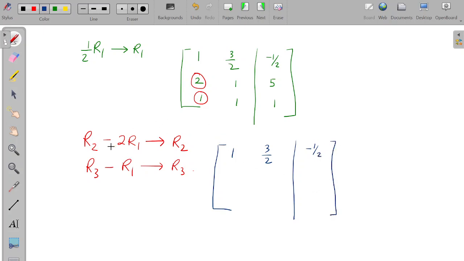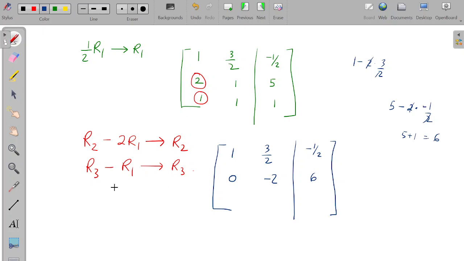Now I said row 2 minus 2 row 1. This obviously will be 0. That means 1 minus 2 times 3 over 2, so 1 minus 3, that is -2. Then for row 2, 5 minus 2 times -1 over 2. That will give us 5 plus 1, which is 6. This will be 6.